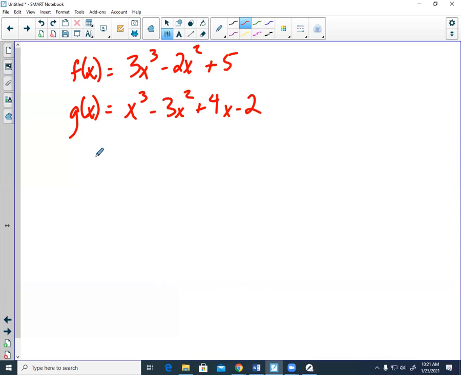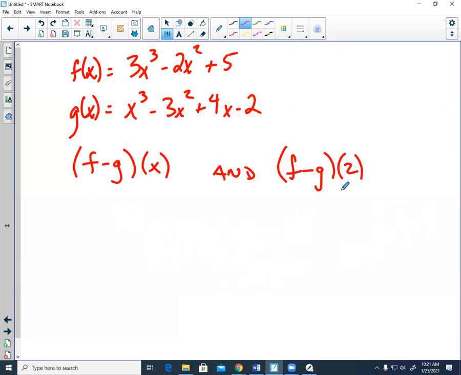So let's say that we want to subtract these two. So let's say that we want to find f minus g, and it wants you to find f minus g of 2. Okay? So just getting you familiar with the notation, because that's what it's going to be, a lot of notation. On the left, you see where it says f minus g of x. What it wants you to do is take the function f and subtract the function g. On the right, it wants you to take the function f minus the function g, get your simplified answer, and then plug in 2 for x. That's what it wants you to do.